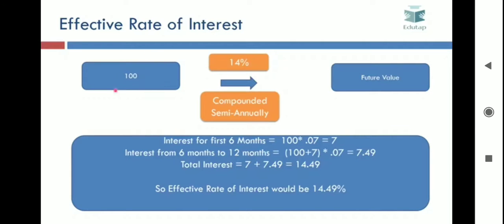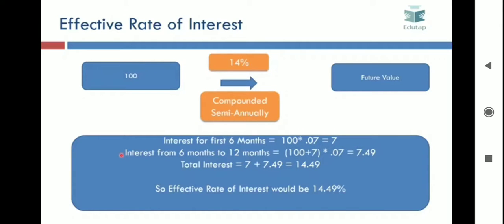Suppose you have a starting value of 100, the interest rate is 14% per annum, which is compounded semi-annually, and you want to find the future value. So the interest for the first 6 months would be 100 into 0.07, equal to 7. We have taken 0.07 here because the total interest rate for a year is 14%. So for half a year, the interest rate would be halved. So we will take 14 by 2, which is 7%, and 7% becomes 0.07. So the interest for the first 6 months is 7.